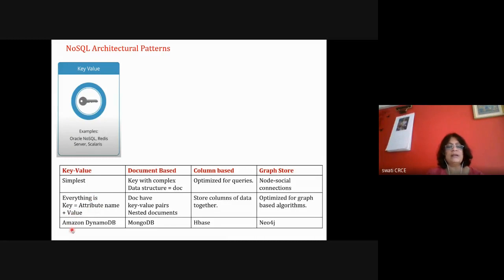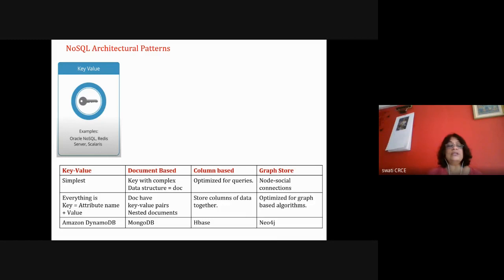You just have a key and corresponding value. Everything is stored in the form of key value. And key is nothing but the attribute name. What is meant by attribute? Attribute means the column of your table. So if your column is like the name of the customer, the key is the name, and the value is that customer's name.